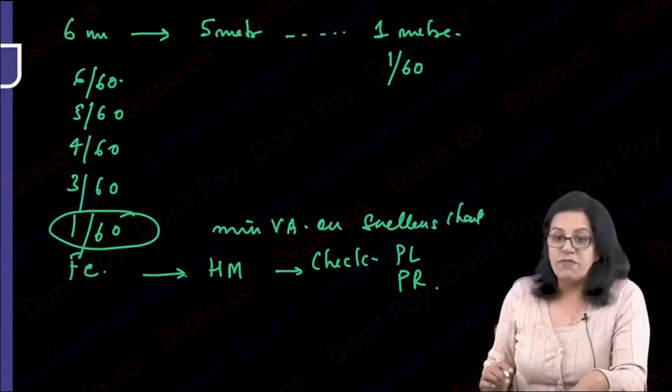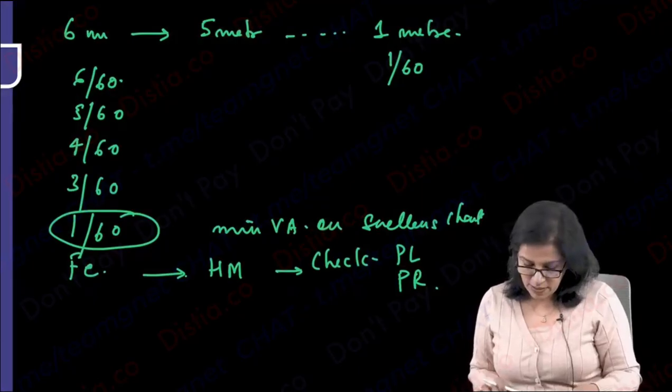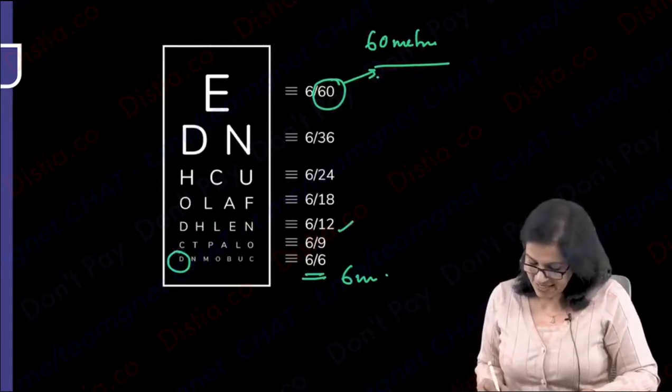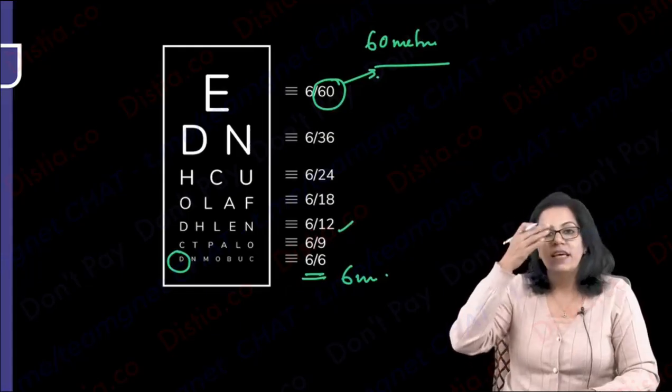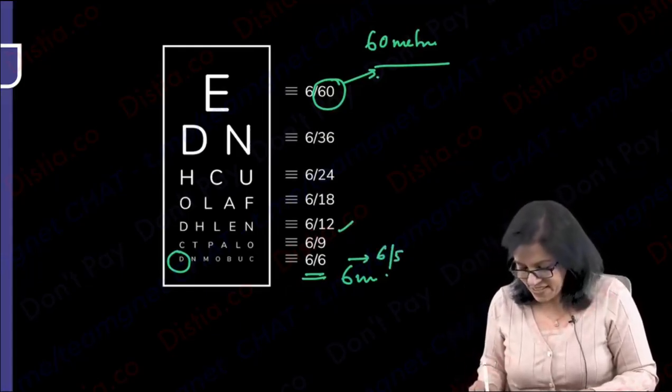Right? And which is the best acuity? When he can read this, come back here, think yourself. He's sitting at 6 meters and he's reading a 6/6, which is one of the normal acuity. He can have a better acuity than that, which means he can have 6/5.